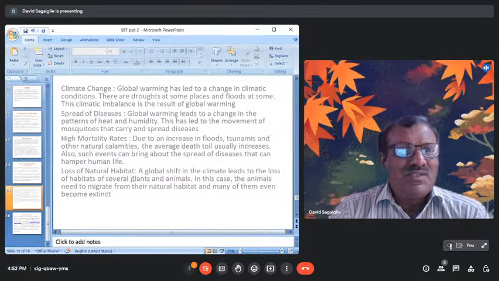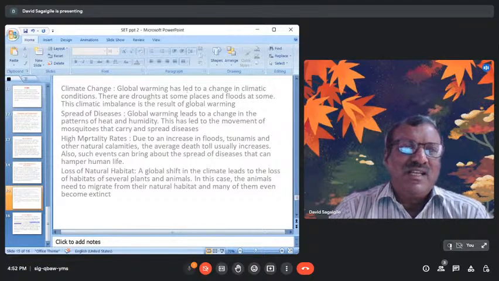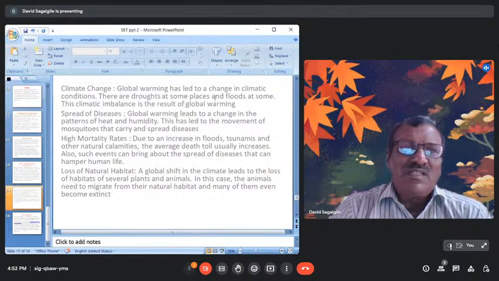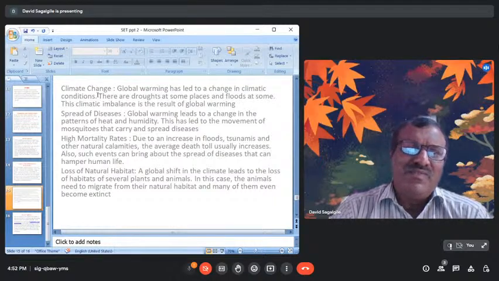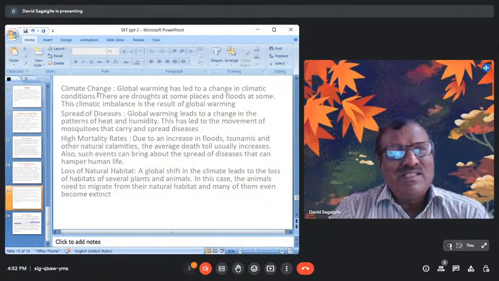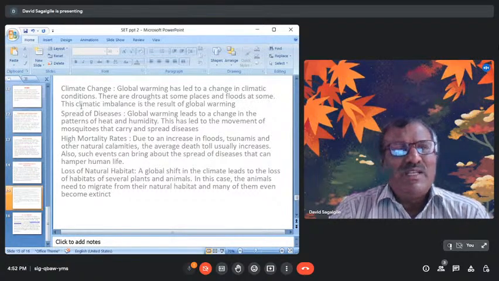Then the third thing it is causing is climate change. Global warming has led to a change in climatic conditions. Seasons are getting changed, rain is getting delayed, there are droughts in some places and floods in others. In some places it rains very heavily, causing a lot of floods and damage, and in certain places it is not raining at all, because of which famines are created. This climatic imbalance is a result of global warming.